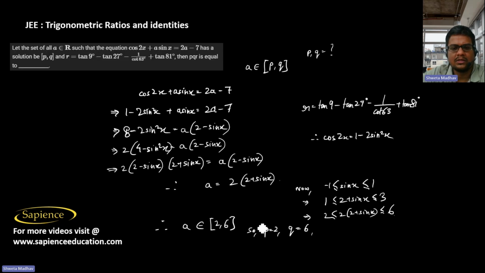So now therefore we have to find out pqr, p into q into r value. So p is 2, q is 6 and r is 4. So 2 into 6 is 12, and 12 fours are 48. So 48 is the answer.